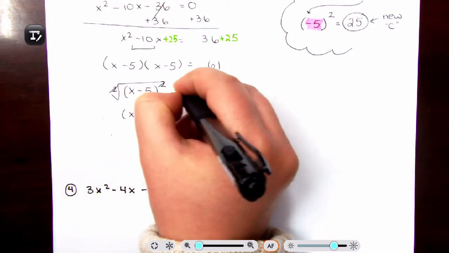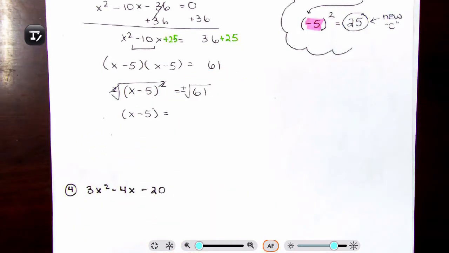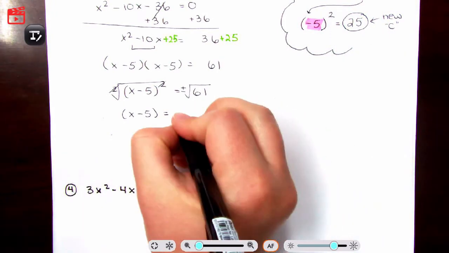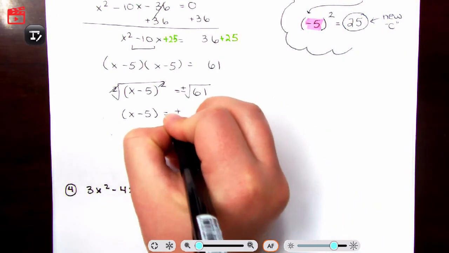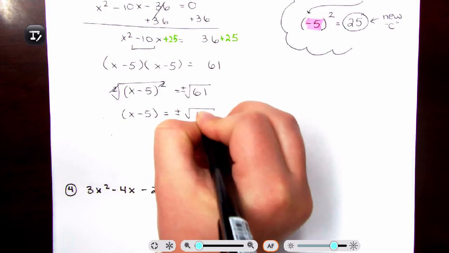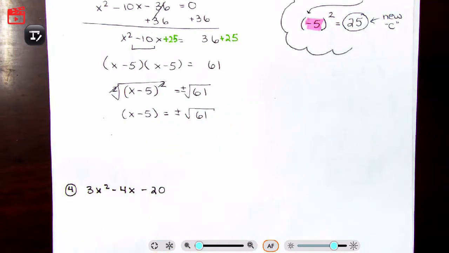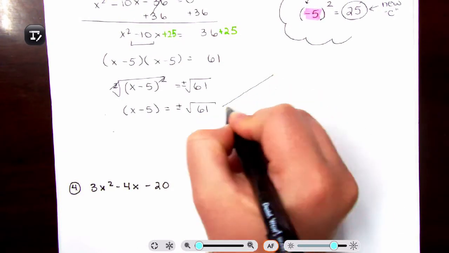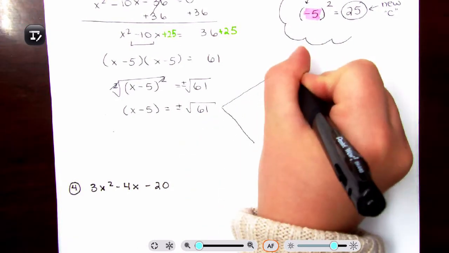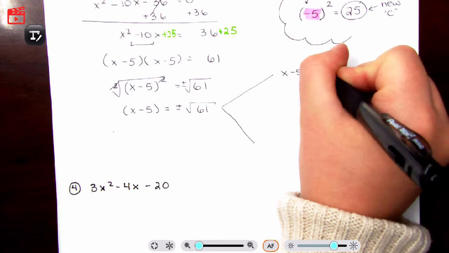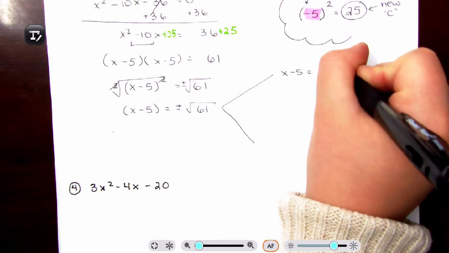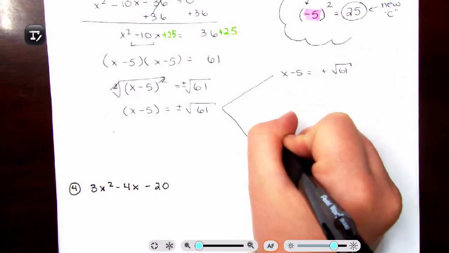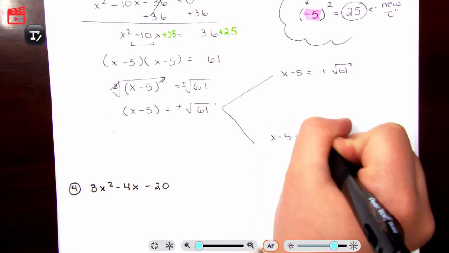And when you're taking the square root of something, you're going to have a plus and a minus outside of that. So therefore, you have plus minus square root of 61. Now, 61 does not simplify to anything pretty, so we keep it. Now, we got to do 2 separate equations here. X minus 5 is equal to a positive square root of 61. And x minus 5 is equal to a negative square root of 61.